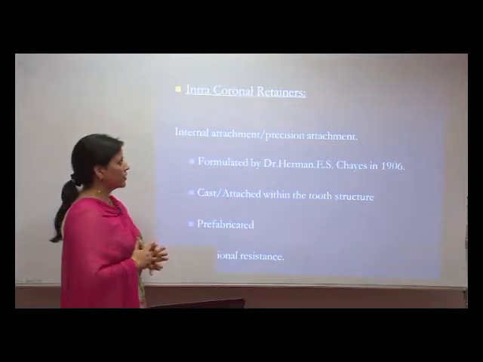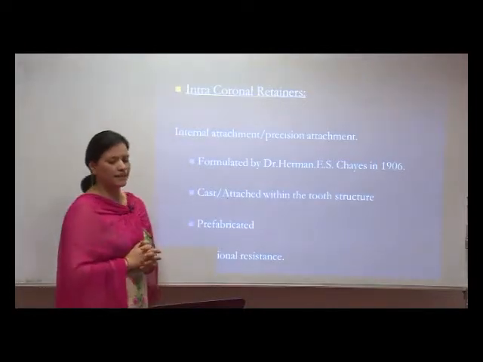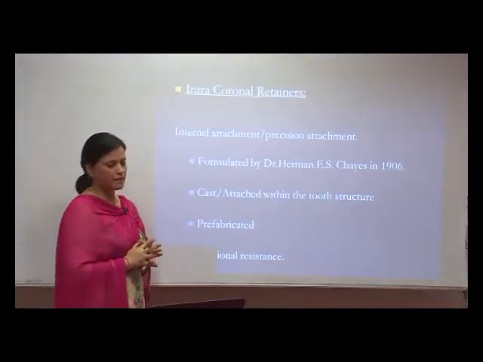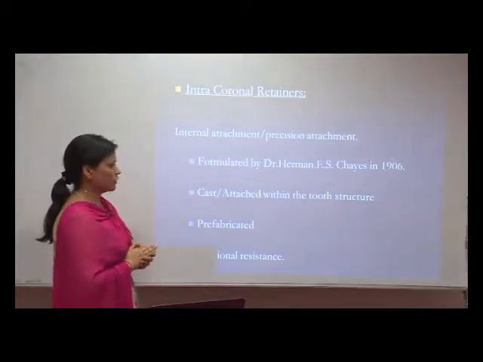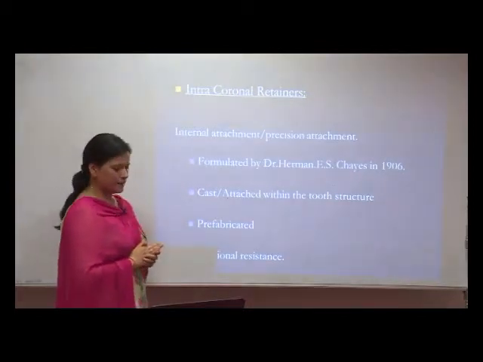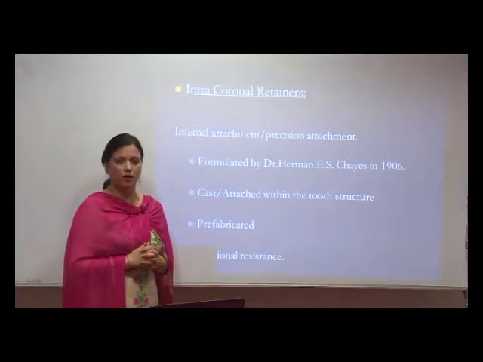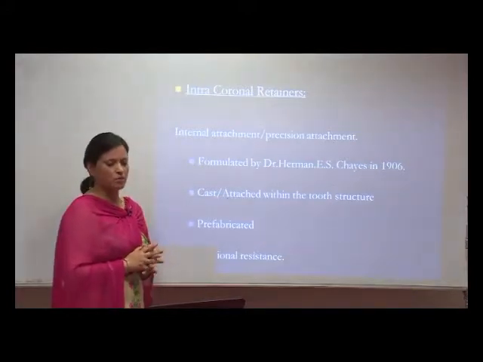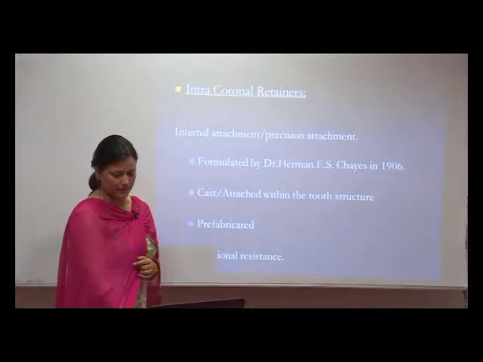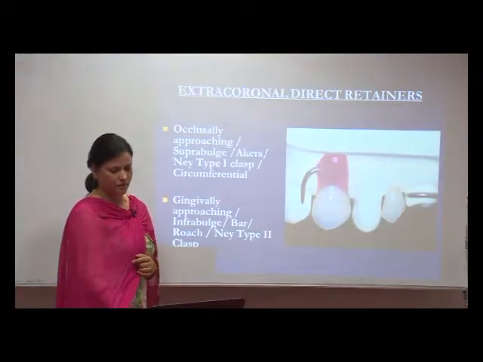Coming to intracoronal direct retainers, these are internal attachments. The examples are cast attached with the tooth structure, prefabricated, frictional resistance. These precision attachments were given by Herman and Chase in 1906.